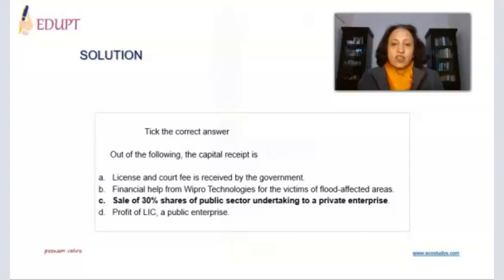The correct answer is option C. Sale of 30% shares of public sector undertaking to a private enterprise. This is capital receipt of the government because shares have been sold. Option A, license and court fee, is a part of revenue budget. Financial help is transfer payment. And option D, profits of LIC, is not a part of capital budget. So option C is correct.